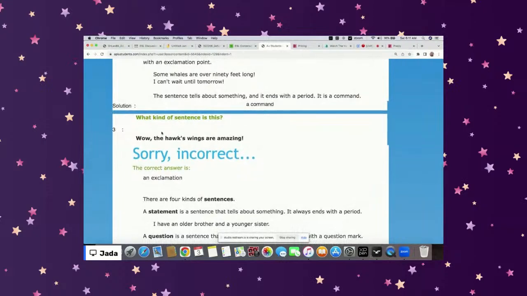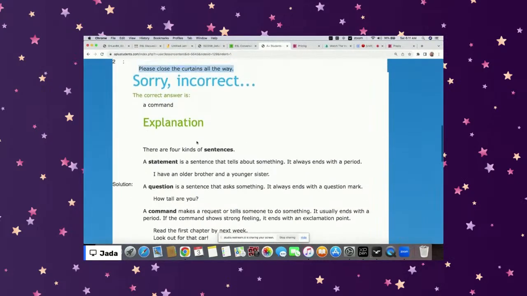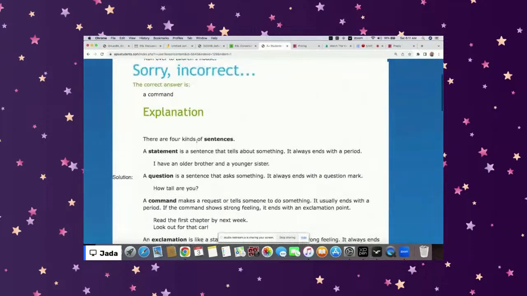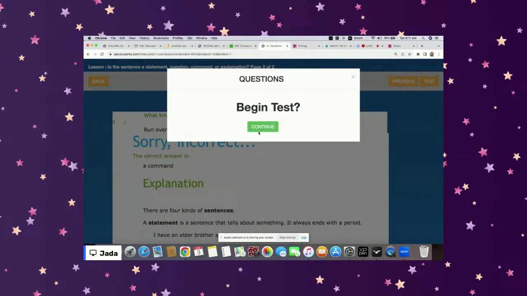Now, wow, the hawk's wings are amazing. This is a statement, but it shows a surprise, right? So you have to end it with an exclamation. Okay, so that's it for the four kinds of sentences. Now we will move on to the test. Send me your answers on the chat.